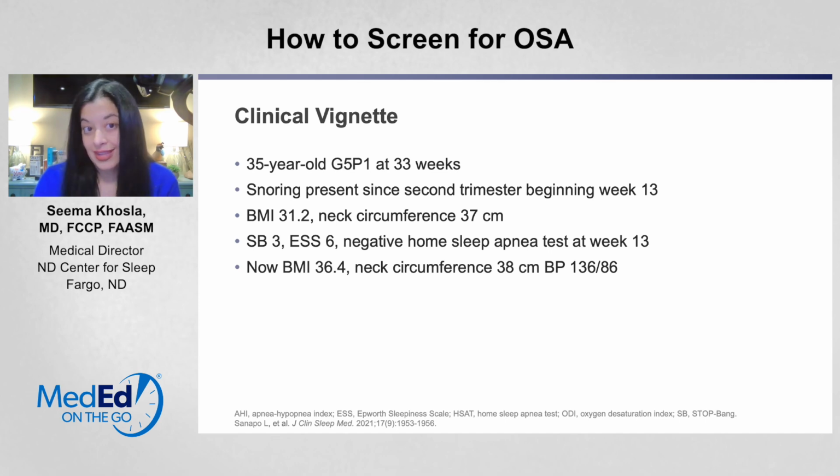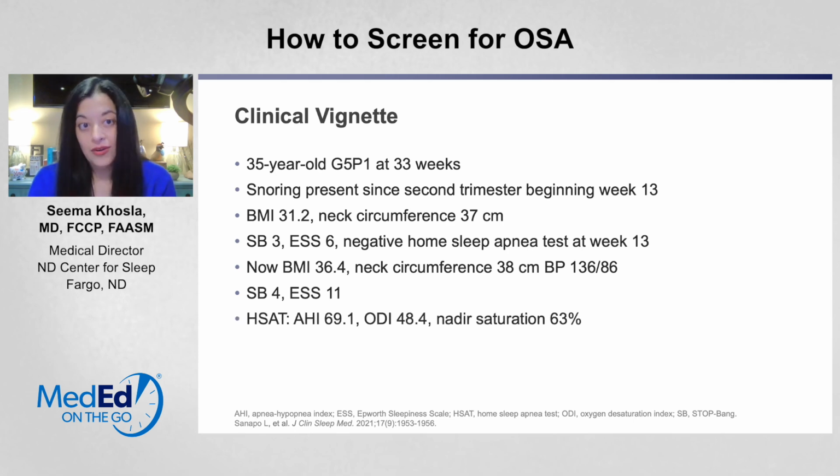Her BMI is 36. Her neck circumference is a little bit bigger. Her blood pressure is up a little bit. Now her STOP-BANG is 4, and her Epworth is 11. And so you do a home sleep apnea test, and she has severe obstructive sleep apnea. She has an apnea-hypopnea index of 69. And so just to refresh you, 5 to 15 is mild, 15 to 30 is moderate, and above 30 is severe. And this is physiologically really important for her. She desaturates down to 63%.